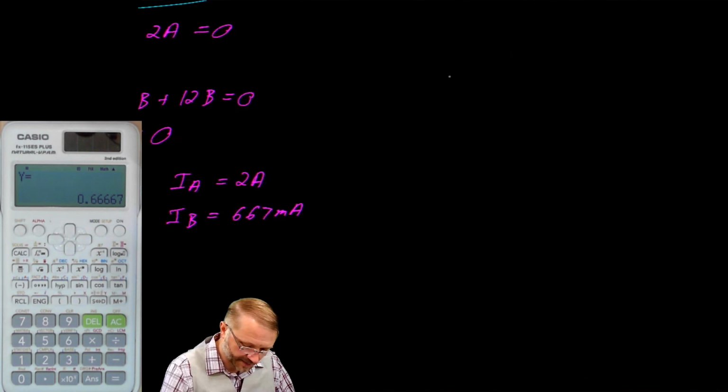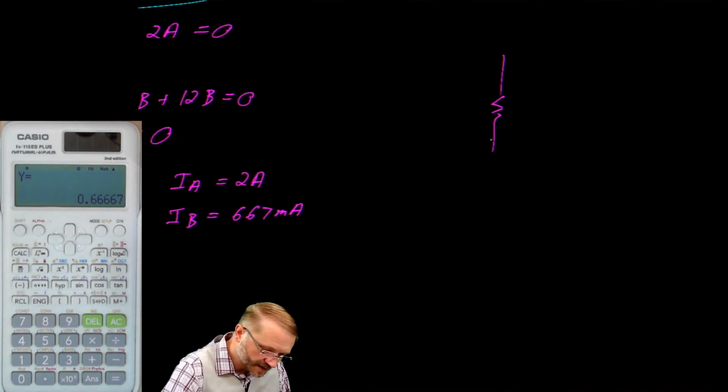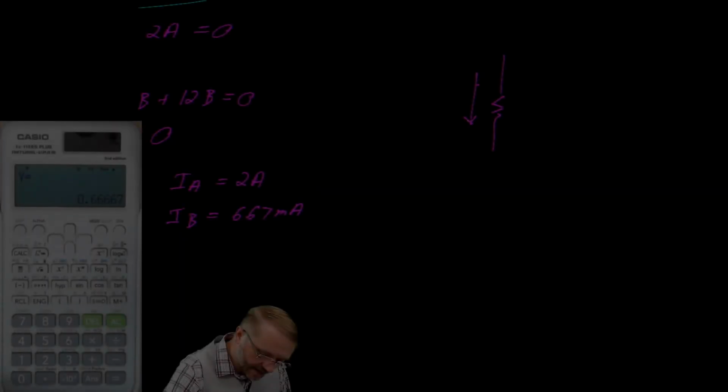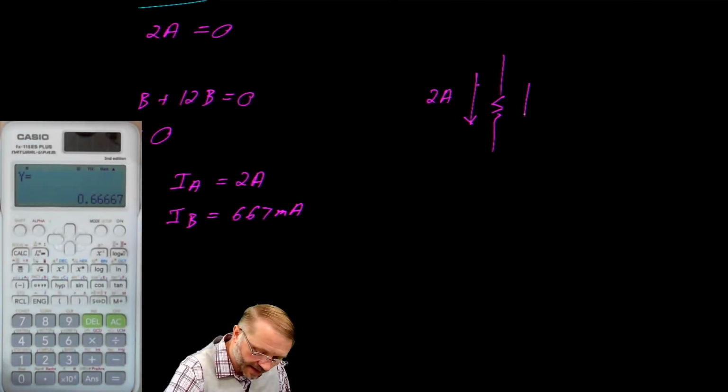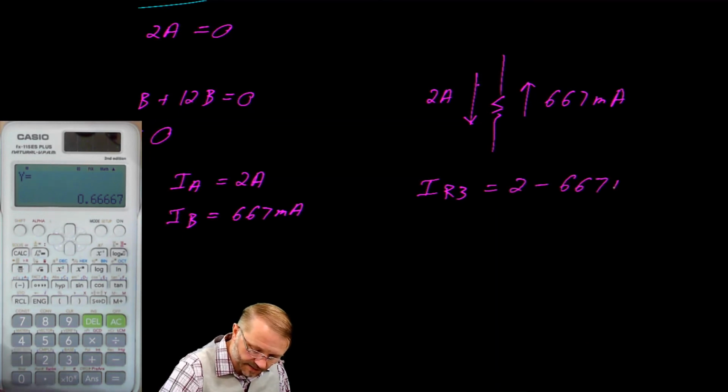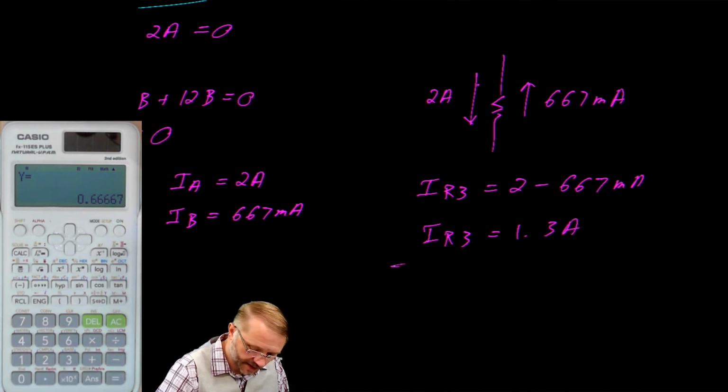You know what, that's kind of sloppy. Let's bring it over here. So here's that resistor, that R3. We know there's 2 amps flowing this way, and there's 667 milliamps flowing that way. So the current in R3 is equal to 2 minus 667 milliamps, which gives us 1.3 amps.